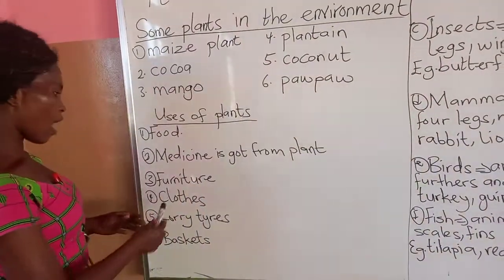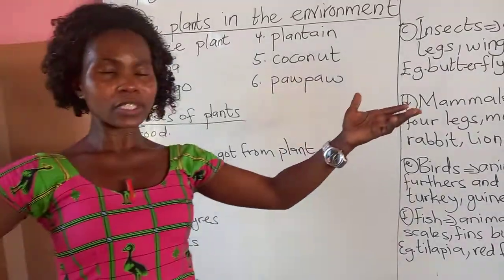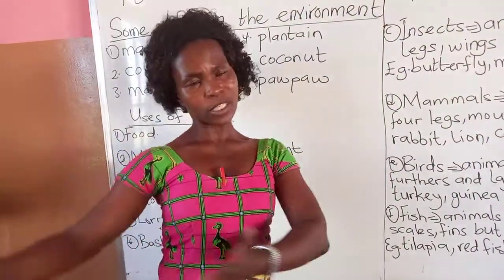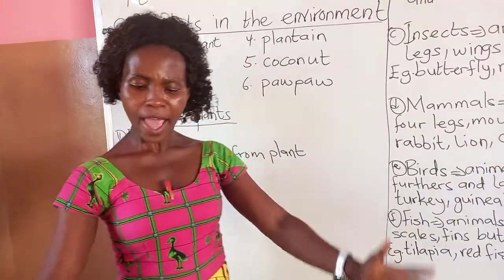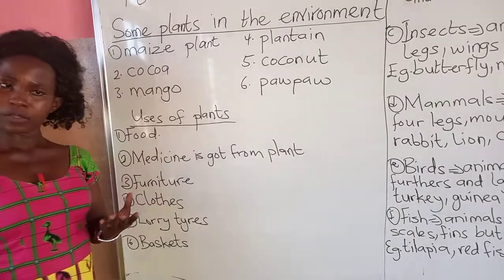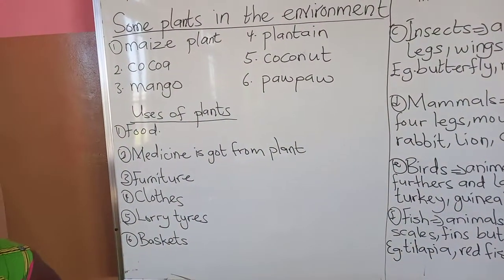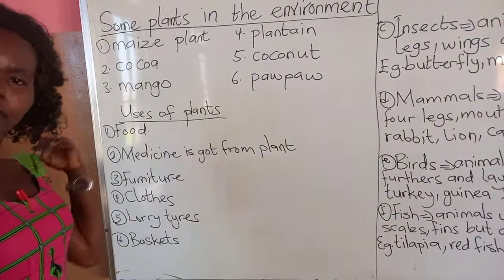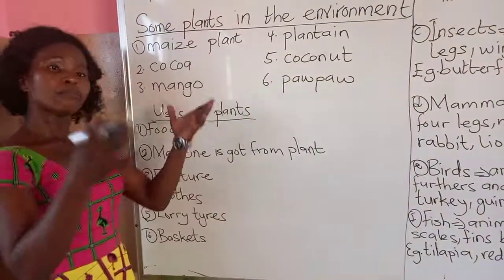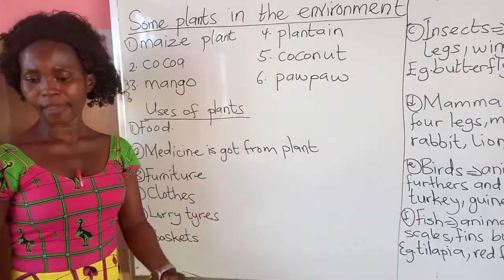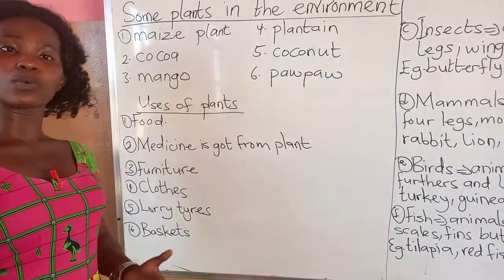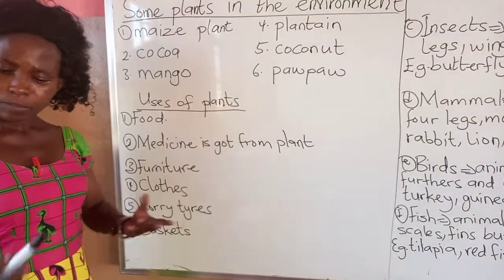The next one, we have our furniture. And I hope you know your furniture, your tables and chairs, your nice sofa that you enjoy sleeping in and receiving fresh air, your nice chairs in your room, your nice tables in your room. We got all from plants. Our clothes, the clothes we wear, your nice trousers, your nice dresses that you'll be wearing, we get all that from plants. Lorry tie. And I hope you've seen a lorry tie before. Daddy's car tie. That's the lorry's tie. And we get those things from plants.